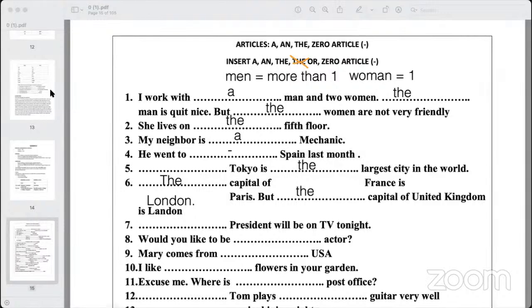Number 7, something president will be on TV tonight. So will it be "a president will be on TV tonight," "an president will be on TV tonight," or "the president will be on TV tonight?" So think about president, whether they're being specific or if they're talking in general. So is it a singular noun? Can I have Tillery?